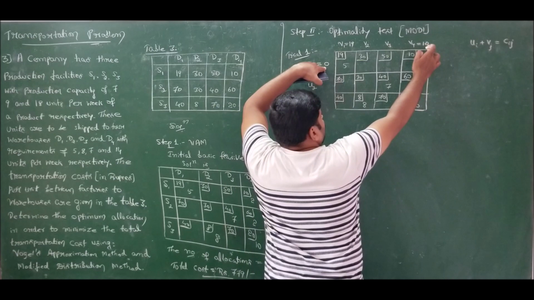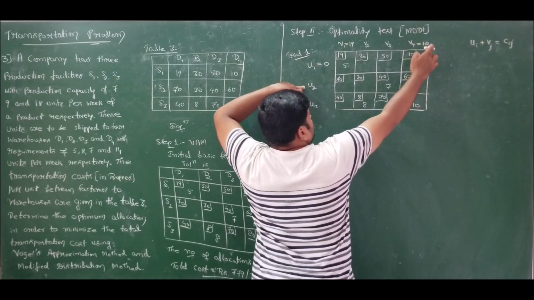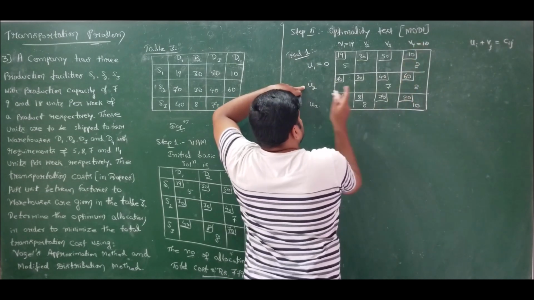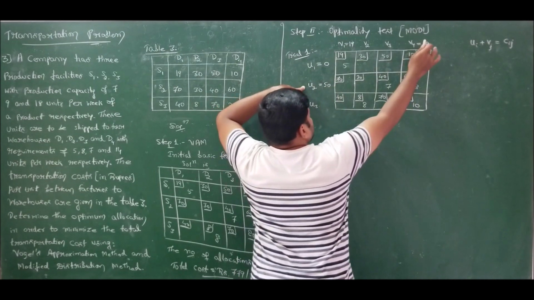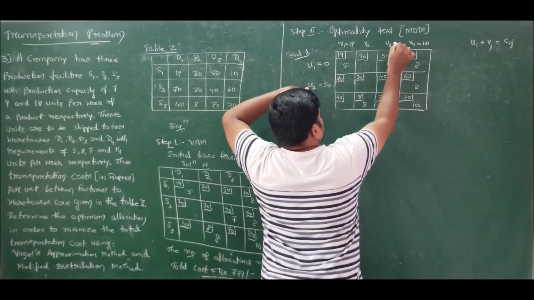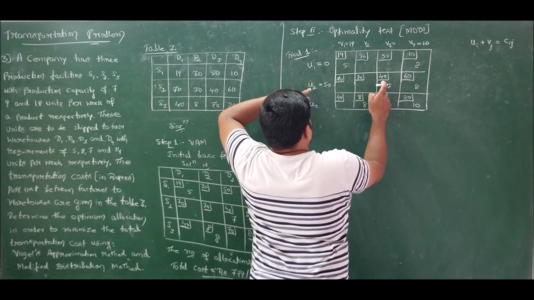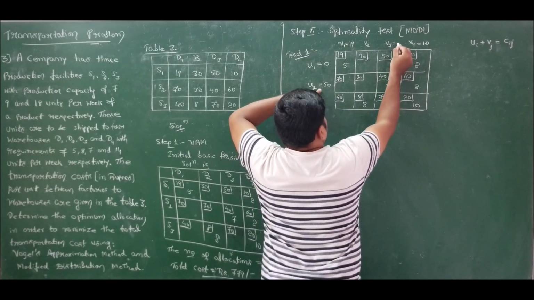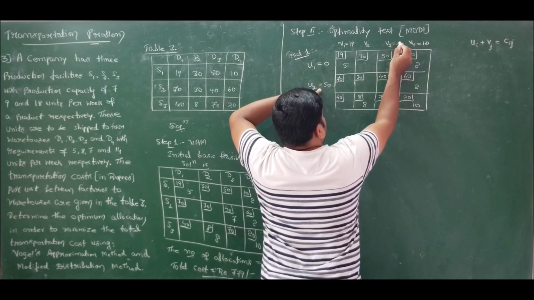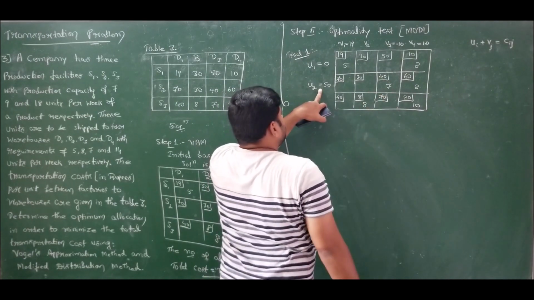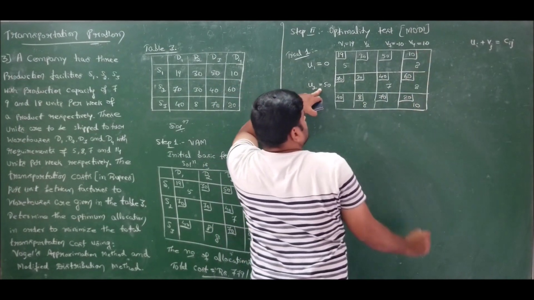Since I know v, I can calculate u2, right? v4 is 10, so next allocation is here, cost is 60, so 60 minus 10 is 50, so 50 plus 10 is 60, right? Since u2 is known, I can find v3, so cost is 40, u2 is 50, so therefore v3 should be minus 10. 50 minus 10 is 40. 50 plus 10 is 60.